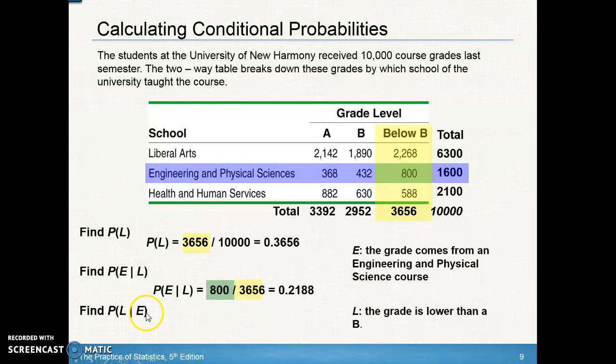How about L given E? What's the probability that their grade is lower than a B, given that they're from engineering and physical sciences? Now we know our condition is engineering and physical sciences. That's the only total I want to look at, the 1600. And I want to find the probability that it's lower than a B, so 800 out of 1600.